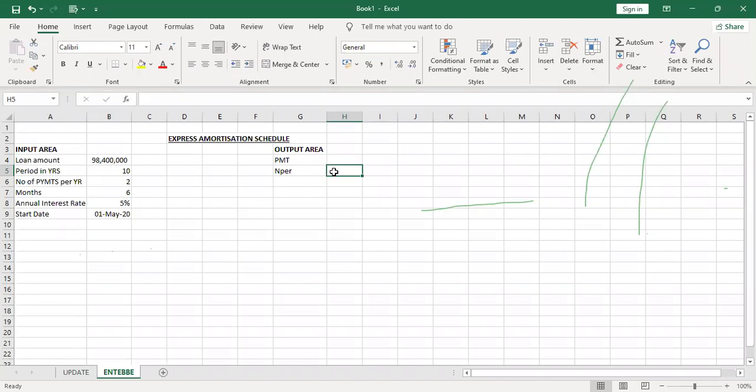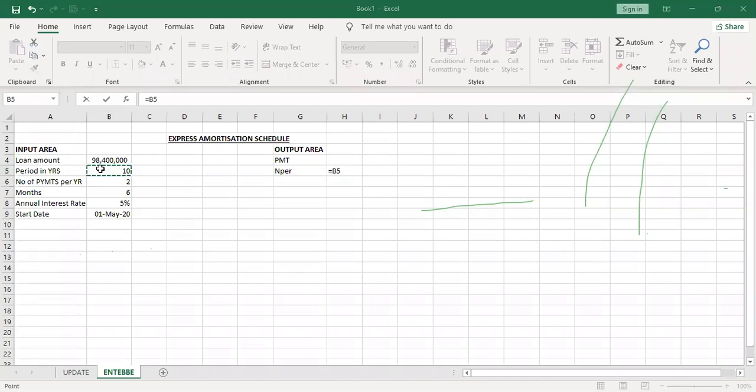They are 20. So how do you get the 20? I'm going to press equals and then click on the loan period in years, times the number of payments per year. So NPA means the total number of payments. And how do I get the total number of payments? I will get the loan period in years times the number of payments per year.